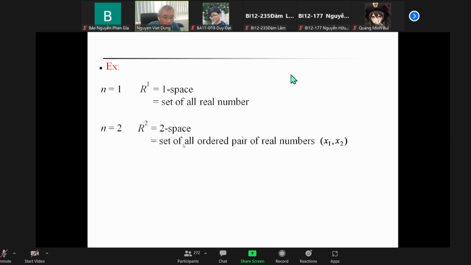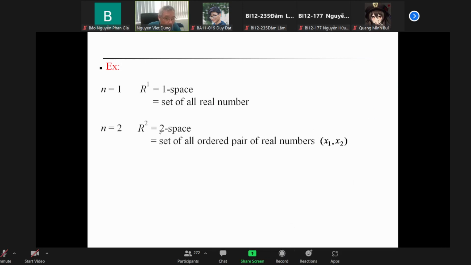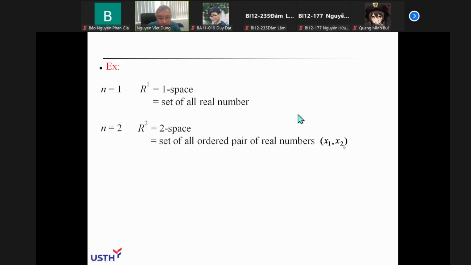Now for n equals 2, here we denote it by A to the power 2. We call it the 2 space. That is the set of all ordered pairs of real numbers x1 and x2. It is nothing but the coordinate plane like that. In Vietnamese, you say mặt phẳng tọa độ. We can call it the 2 plane, a coordinate plane or something like that, but here I call it the 2 space.